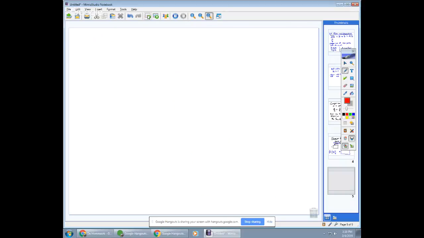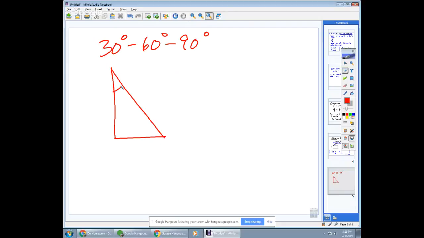So, popular triangle, 30, 60, 90 triangle. It has a right angle in it, and in one other corner there's a 30-degree angle, and the other side's a 60. I'm guessing that's about 30 degrees, that one's about 60 degrees, and there's my 90-degree angle right there.